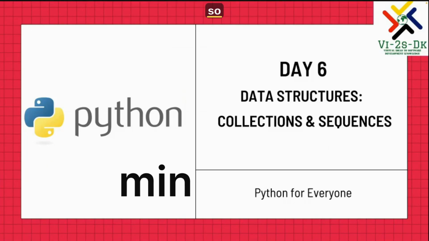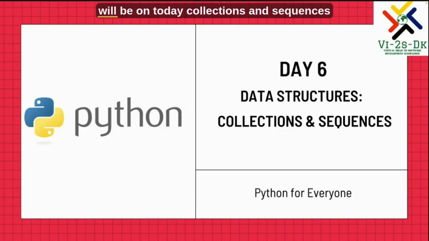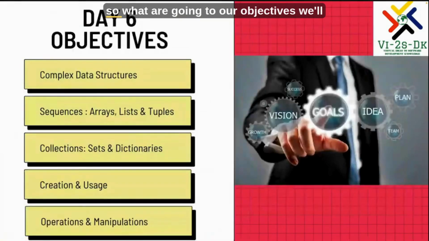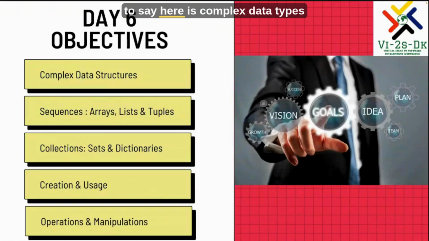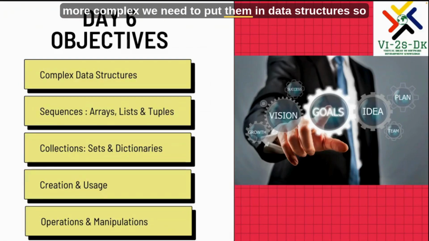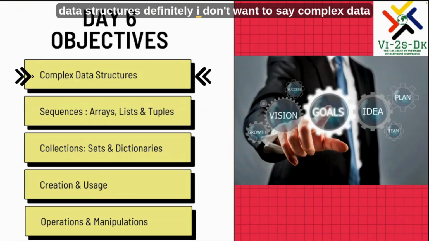All right. So data structures, again, is what our focus will be on today, collections and sequences. So what are the objectives? We'll talk about complex data structures. Actually, what I meant to say here is complex data types. We talked about data types on the first day, but now data types become more complex. We need to put them in data structures. So data structures, definitely, I don't want to say complex data structures.